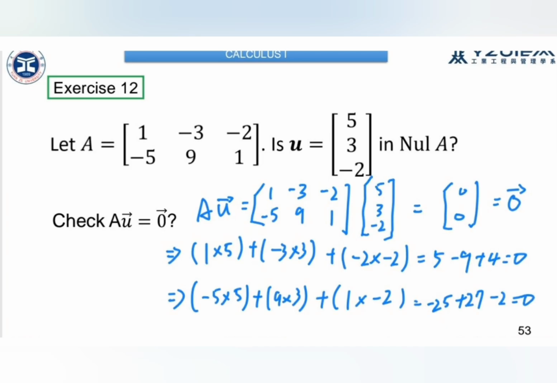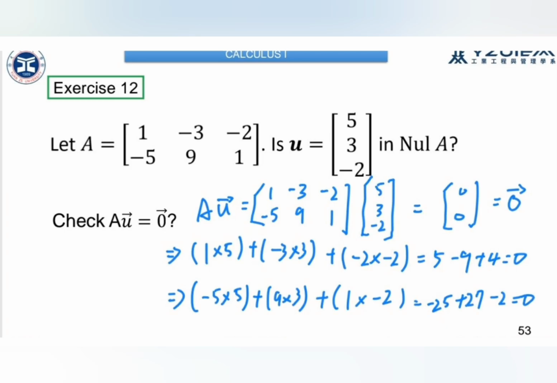For the first entry of the resulting vector, we take the dot product of the first row of A and the vector u. That gives us 1 times 5 plus negative 3 times 3 plus negative 2 times negative 4. Simplifying this, we get 5 minus 9 plus 4, which equals 0.